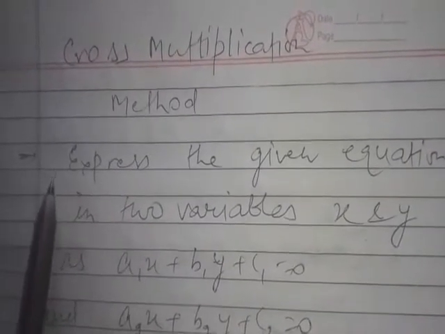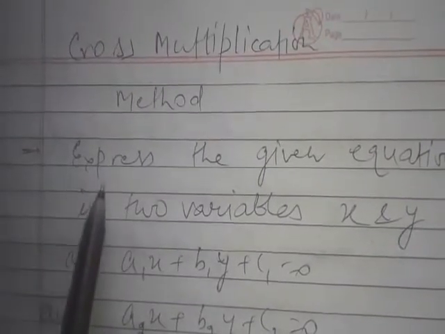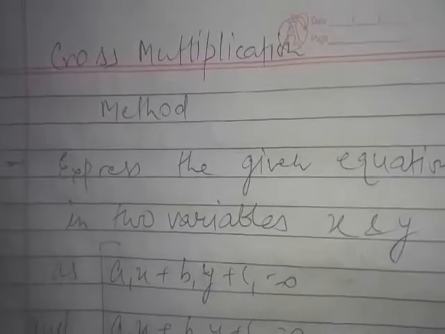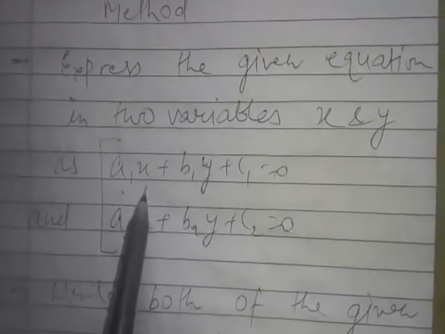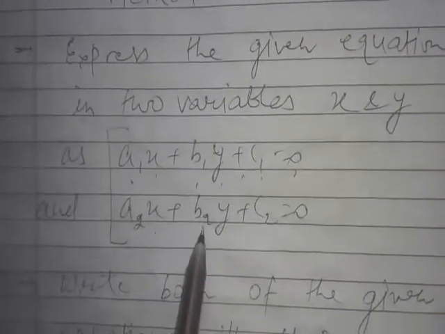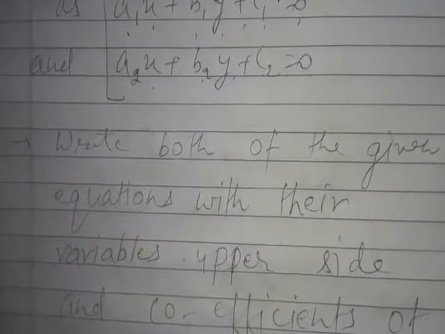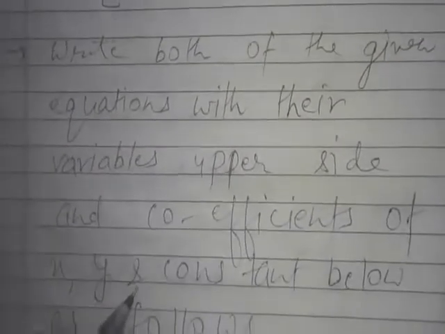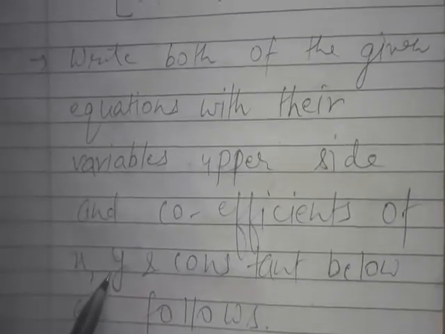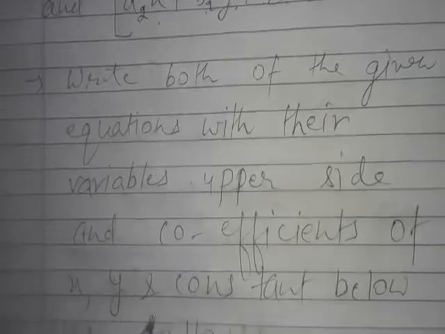The steps are given. First of all, we have to express the given equations in two variables in the general form of a1x plus b1y plus c1 is equal to 0 and a2x plus b2y plus c2 is equal to 0. And then we write both of the given equations with their variables on the upper side and their coefficients of x, y and constant term below, which are given over here. You will make the arrangement in this way.